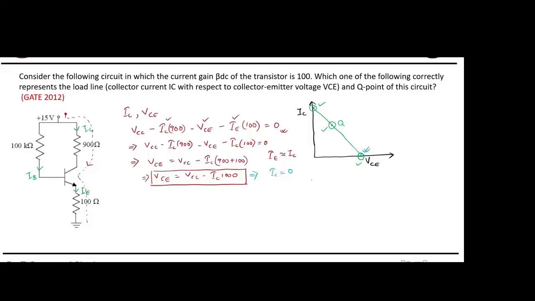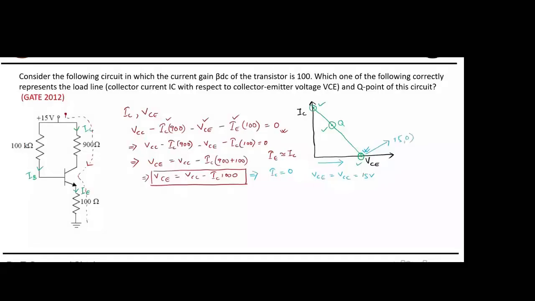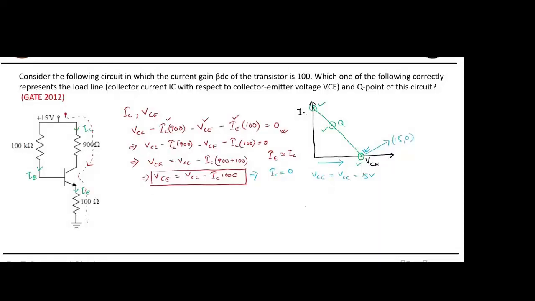Yes or no? Yes. Because on the x-axis, IC is equal to 0. So when I put IC equals 0, VCE is equal to VCC, that is 15 volt. Yes? Yes, sir. So now this point is 15, 0. Yes or no?